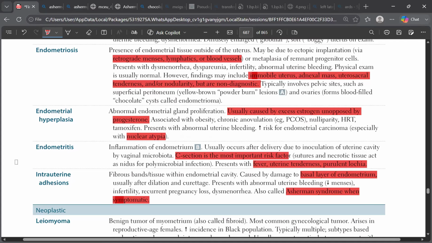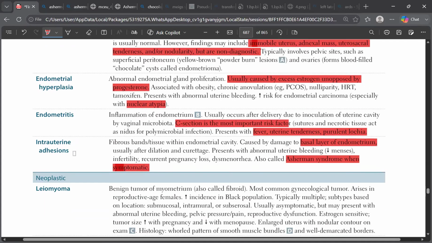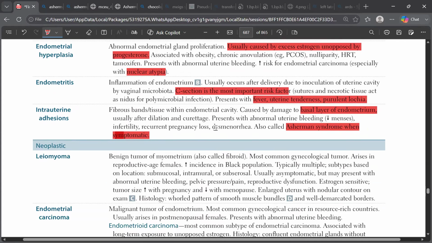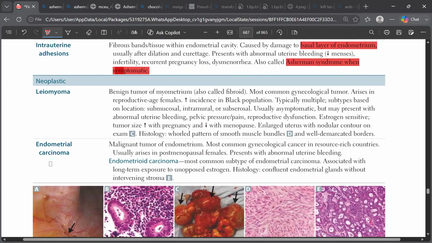Then we have endometritis, which is because of a C-section or delivery that causes the bacteria from the vagina to enter the uterine cavity, and this causes inflammation. Next, we have intrauterine adhesions, which can develop into Asherman syndrome when they are symptomatic. The neoplastic conditions include leiomyoma and endometrial carcinoma. So, a leiomyoma, or fibroid, is a benign tumor of the myometrium.